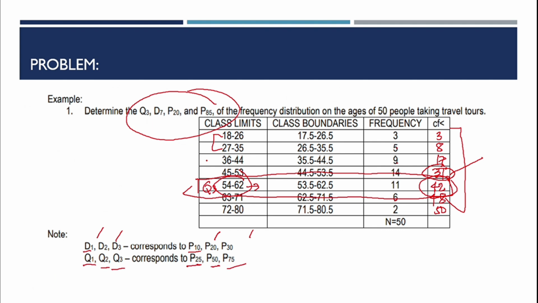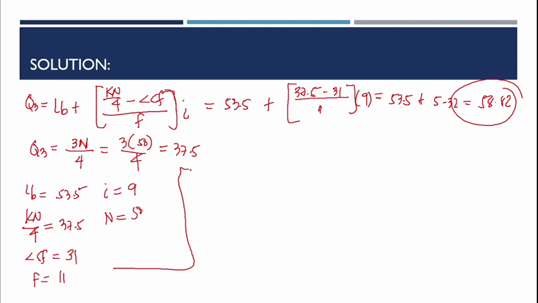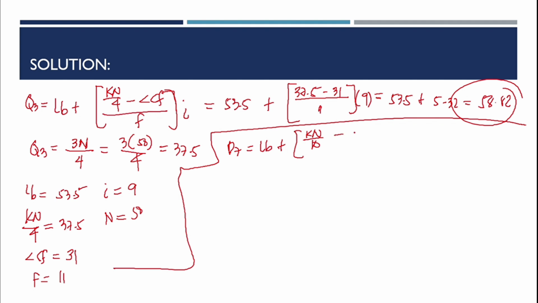Next, we are going to find D7. Our D7 is equal to LB plus Kn over 10 minus CF over frequency, times the interval. To find this, D7 is equal to 7 times n over 10, same problem, 50. So 7 times 50 over 10 is equal to 35.